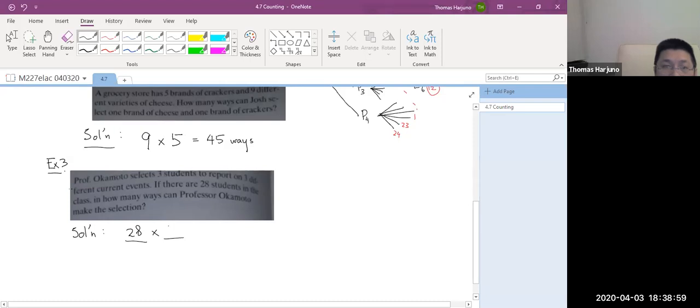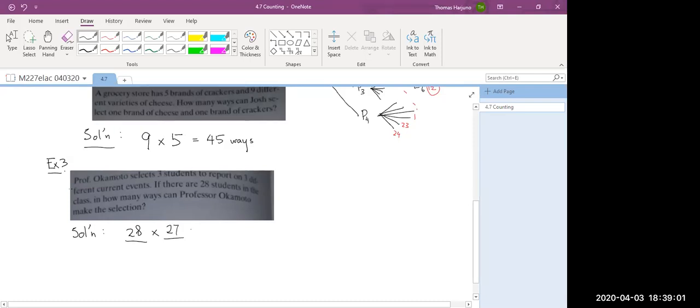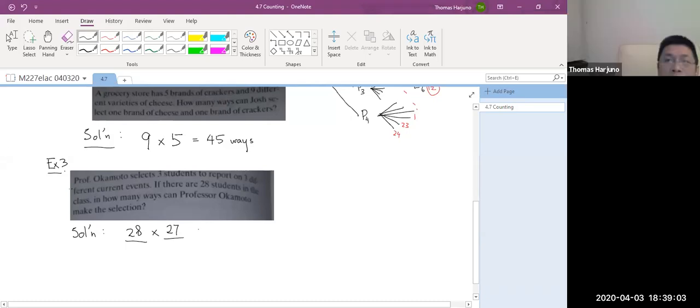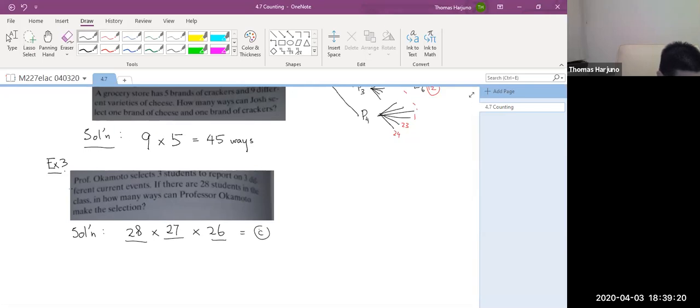There will be only 27. And then for the third student, that will be 26. Okay, then you can use a calculator to compute this. This is 28 times 27 times 26. That gives me 19,656.